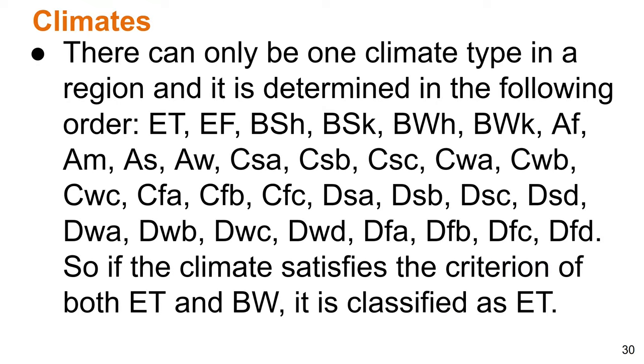So you can only have one climate type in a region, and it's determined in this order. This is the same order from the sheet that we were just looking at. You check to see, is it an E? And if it's not an E, you check to see, is it a B? If it's not a B, you check to see, is it an A? If it's not an A, check to see, is it some sort of C? If it's not a C, you check to see if it's a D.